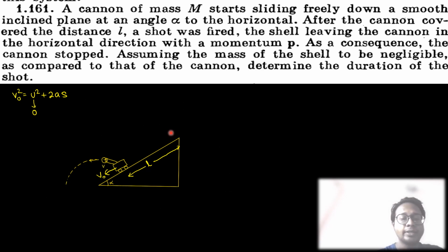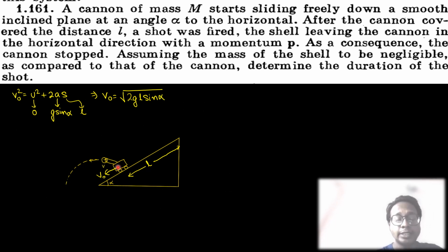See, while the cannon is sliding, the only force acting on it is gravitational force in this direction, which is equal to mg sine alpha. So the acceleration would be g sine alpha, and s is nothing but L. So out here, v naught is equal to under root of 2gL sine alpha. So the velocity of the cannon plus shell just before the shell has been ejected with horizontal velocity v is nothing but under root of 2gL sine alpha.